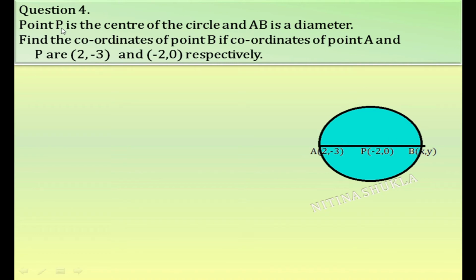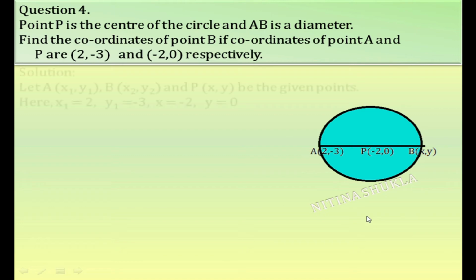P is a point which is also the center of the circle. So here there is the center of the circle. Diameter is AB. Coordinate of A is (2, 3). Coordinate of P is (-2, 0). Let B be (x, y).